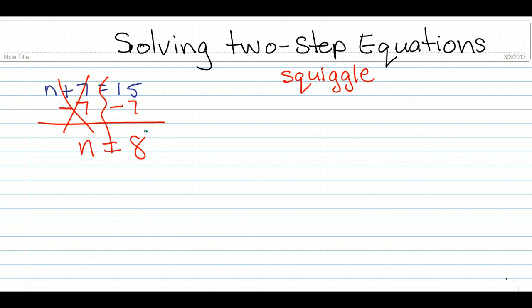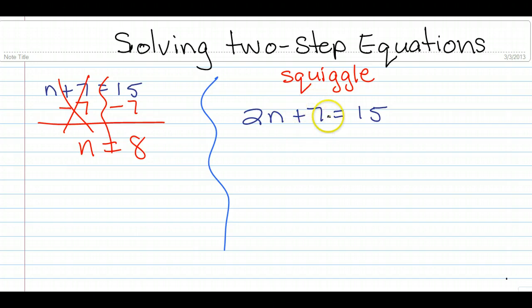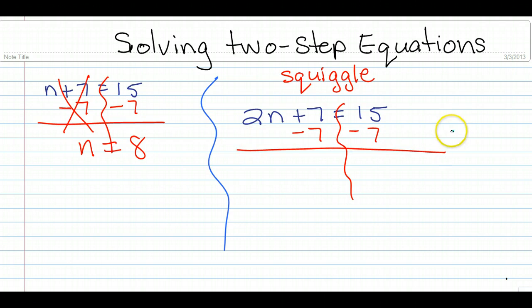Okay, well, what if I added a coefficient to the n? And instead of just n, what if I had 2n plus 7 equals 15? Well, we would still start the exact same way. We want to combine the whole numbers. That'd be the first thing we do. So we start off the same way. I'm going to subtract 7 from both sides. Squiggle, squiggle, squiggle. All right. So this is our first step, just like it was over here.